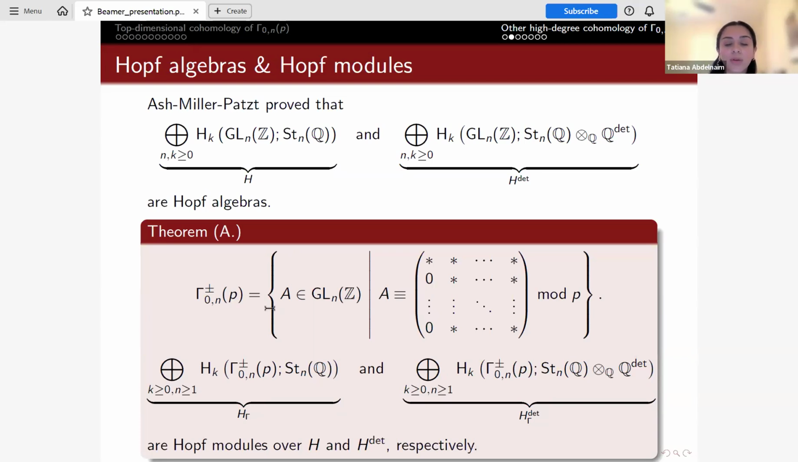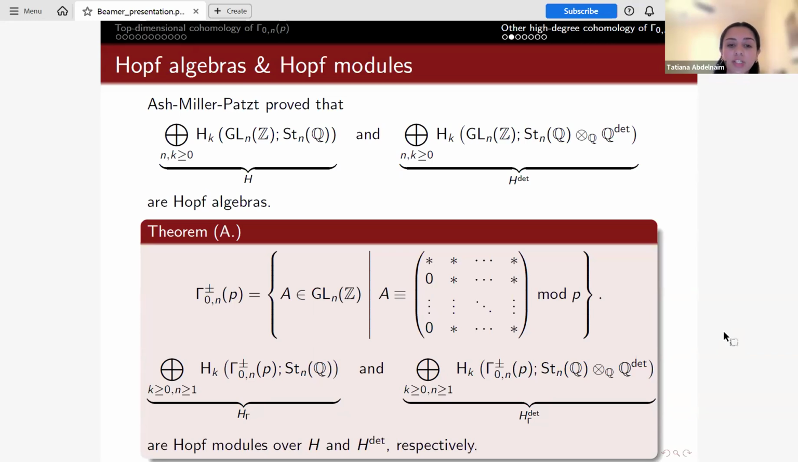But we're going to see later that there is a connection between this group and the other group, and how we can deduce information from here to the subgroup of SLNZ. So I take the direct sum of the homology of gamma 0 plus minus, now with standard coefficients, and the direct sum of the homology with standard coefficients tensor determinant representation.